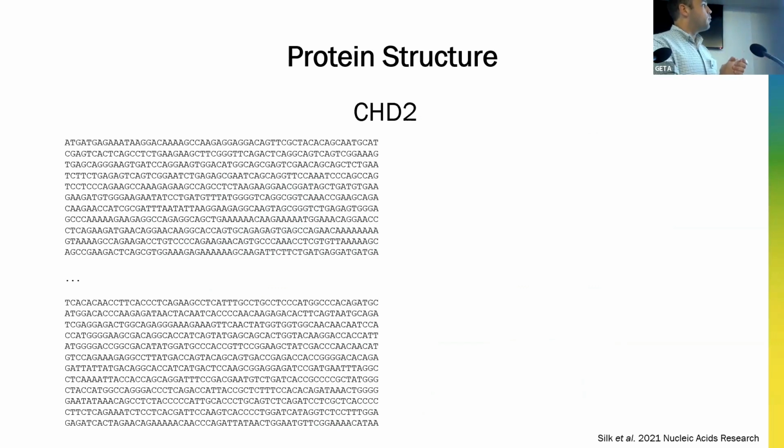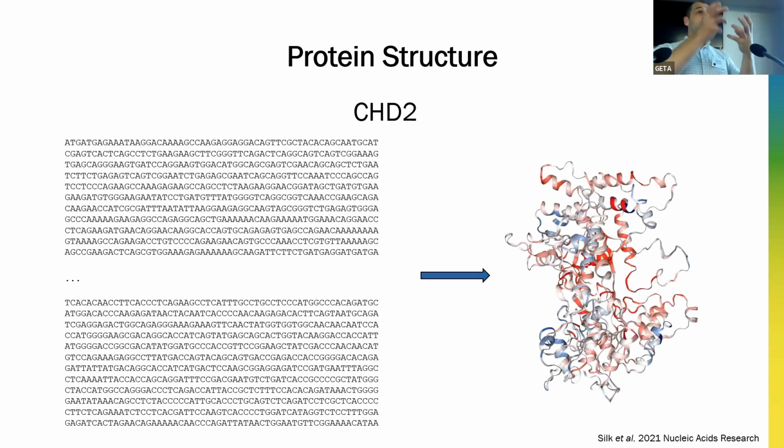Another method is looking at protein structure. This is an example for the gene CHD2. The gene code in terms of the DNA, which I've trimmed down to be short, is actually thousands of base pairs. But this gene gets converted to a protein, the protein folds up, and you get this actual 3D structure. Looking at DNA as a string of letters is very different to looking at what the actual 3D structure of the protein is.